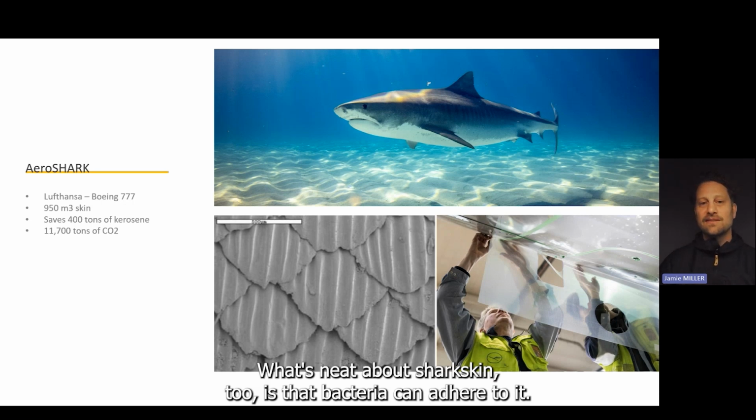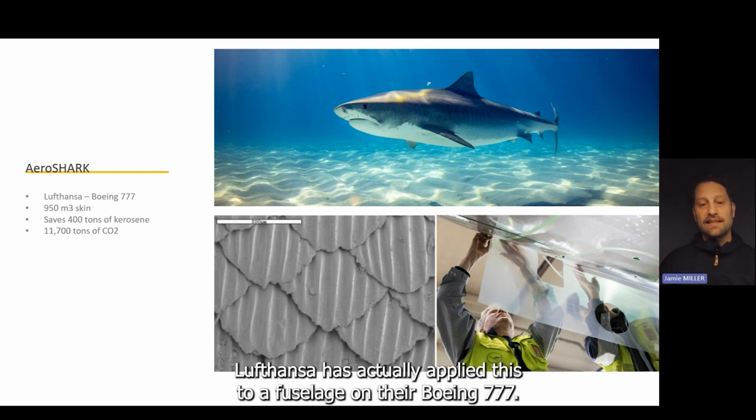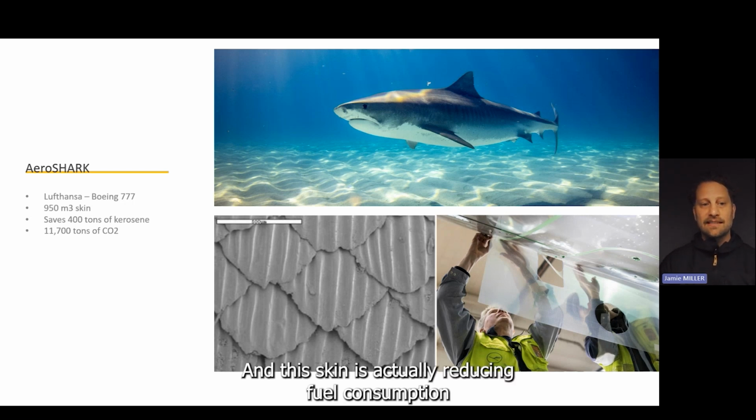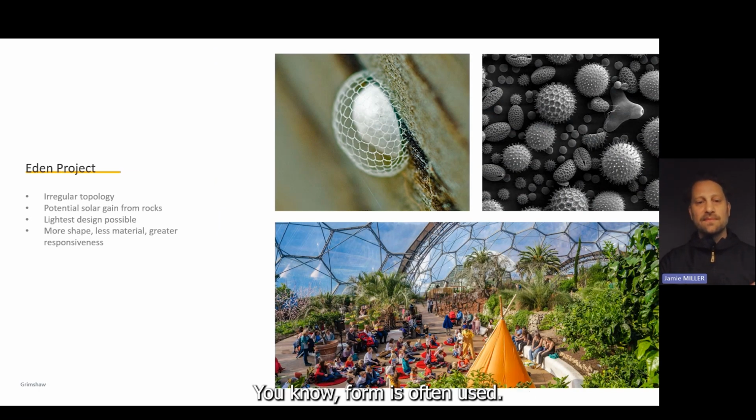What's neat about shark skin too is that bacteria can't adhere to it. So they've used this film for antibacterial tapes and adhesives. Lufthansa has actually applied this to a fuselage on their Boeing 777, and this skin is actually reducing fuel consumption and carbon emissions. In architecture, form is often used.